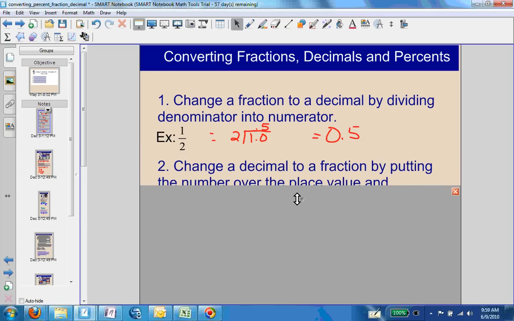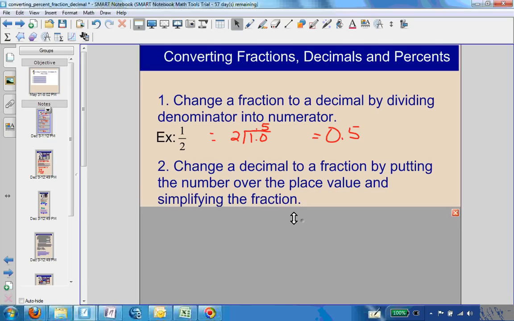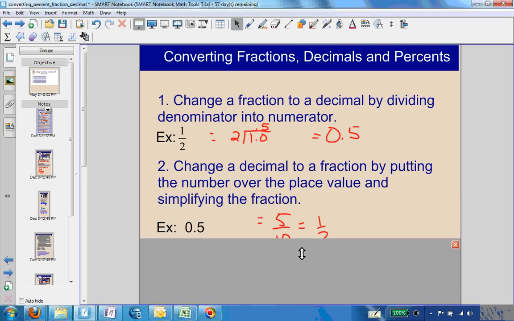If I'm going to change a decimal to a fraction, I'm going to do this by putting the number over the place value and simplifying the fraction. So for example, if I have 0.5, I would put 5 over 10 because 0.5 is actually 5/10. The 5 is in the 10th place. So that's why I put 5 over 10, and then I simplify to equal 1/2.